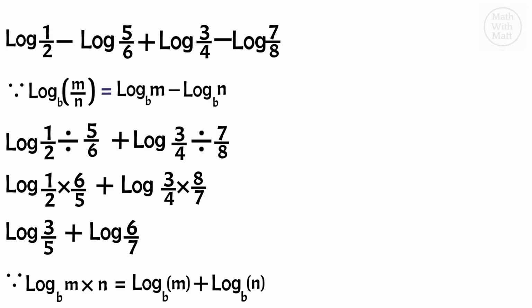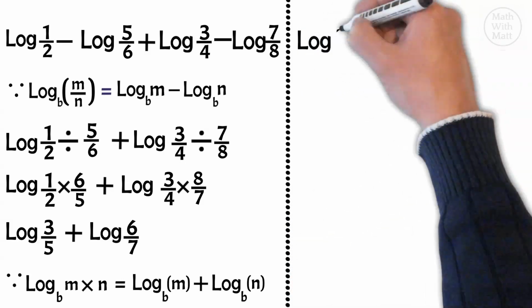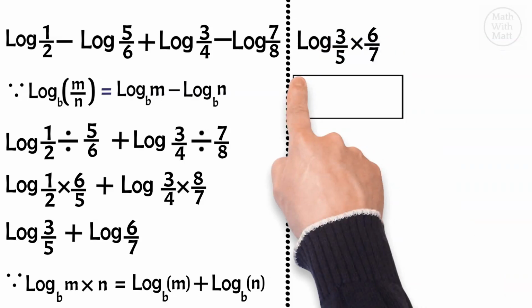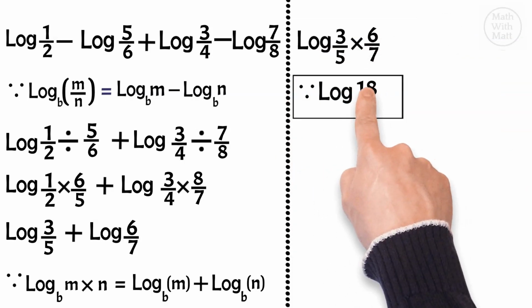Log of product leads to log of 3/5 multiplied by 6/7, which gives us our final answer as log of 18/35.